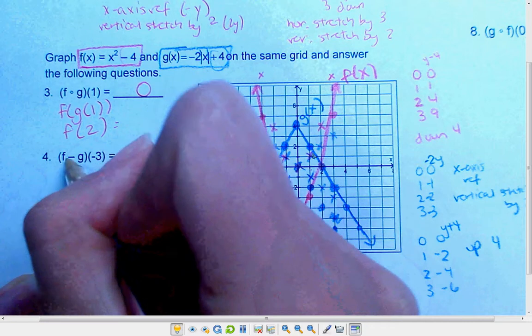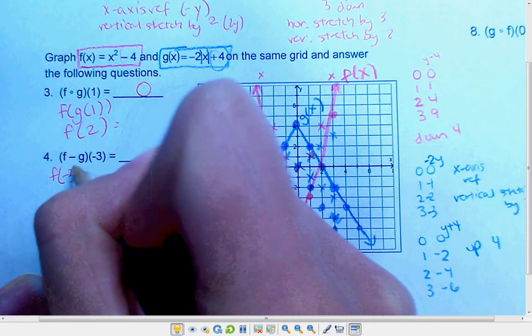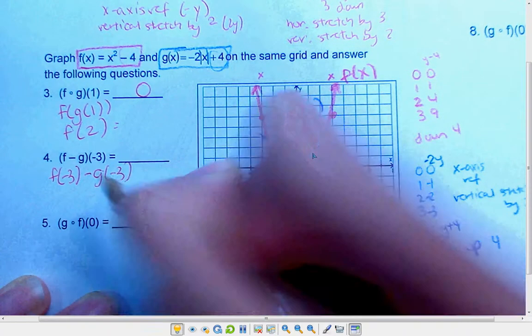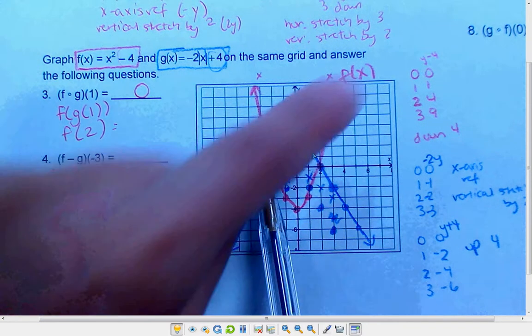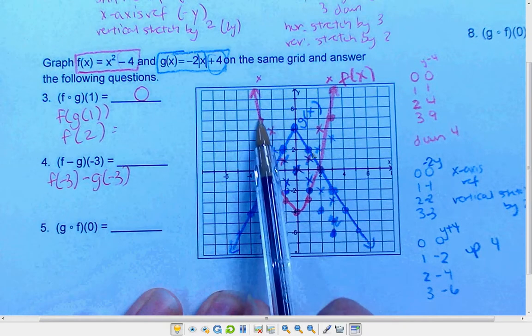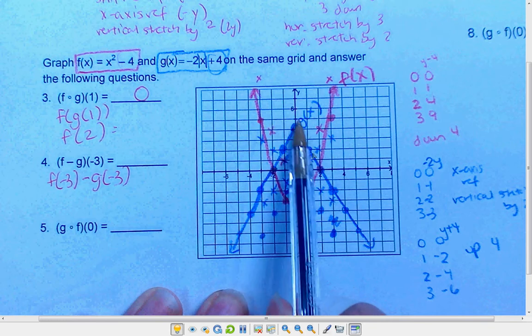For number 4, I'm just subtracting f of negative 3 minus g of negative 3. So let's go to negative 3 on my x-axis. I'm going to find f, which is the red one. So I'm going to go up here. My function for f, the y value is 5.